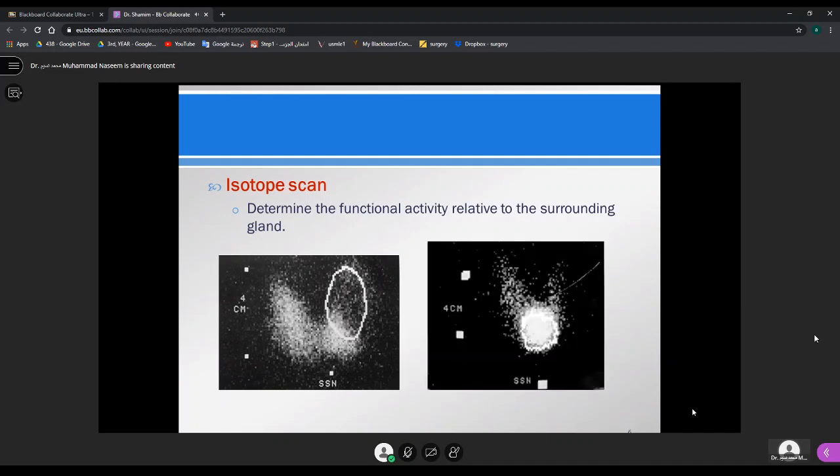In contrast, here, this patient has a clinically palpable swelling in the isthmus. And on radioiodine uptake test, it shows increased uptake of radioactive material. This type of swelling is called a hot nodule. A hot nodule has very low risk of malignancy.